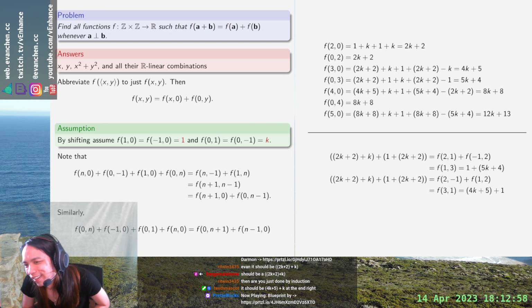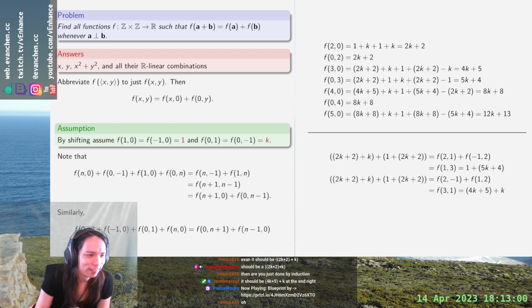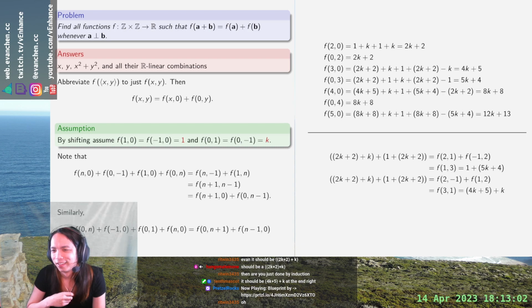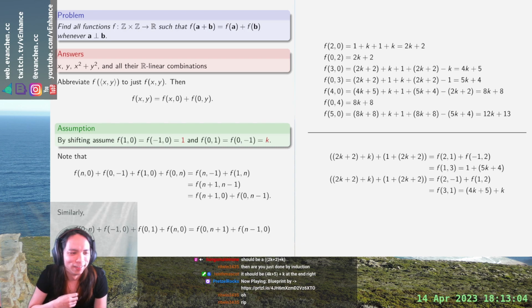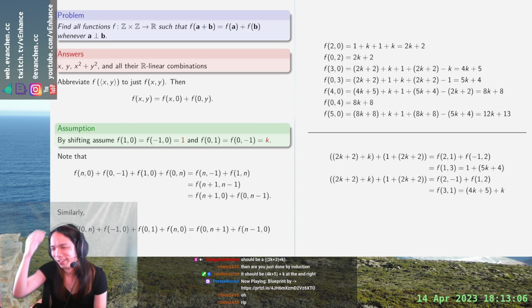Fuck. Oh, rip. I mean, I shouldn't be complaining because this is what I said would happen, but also, fuck. Shit, man.